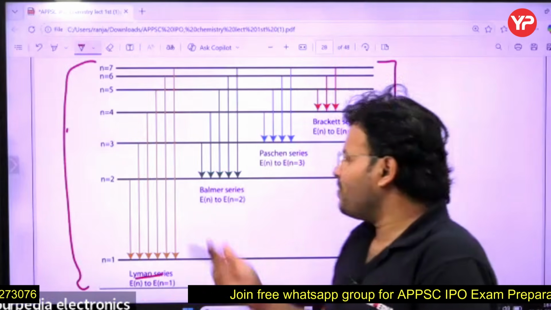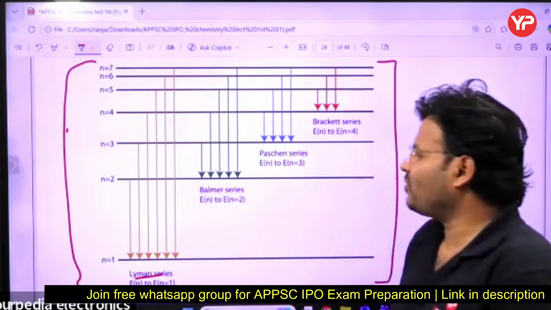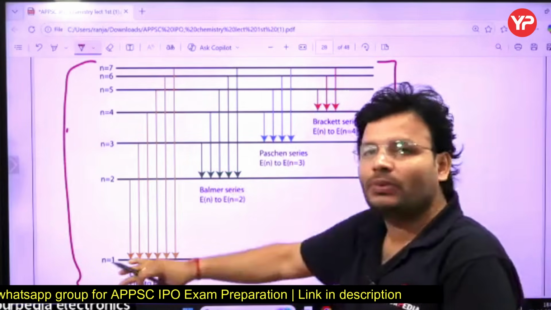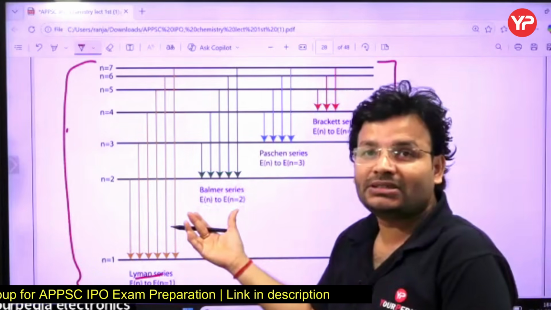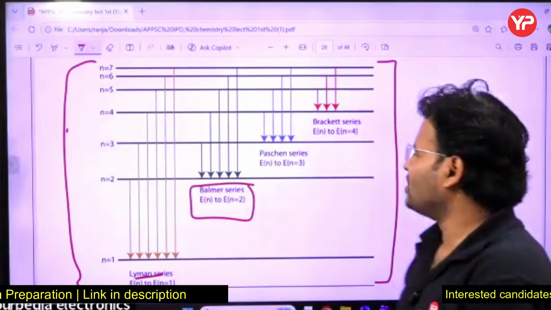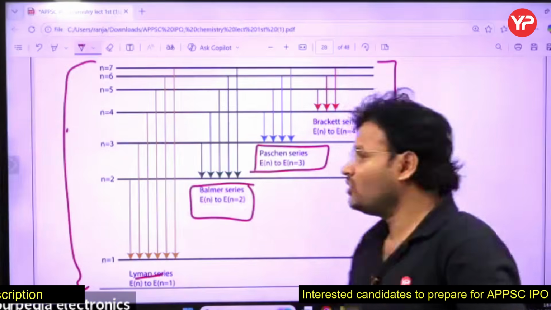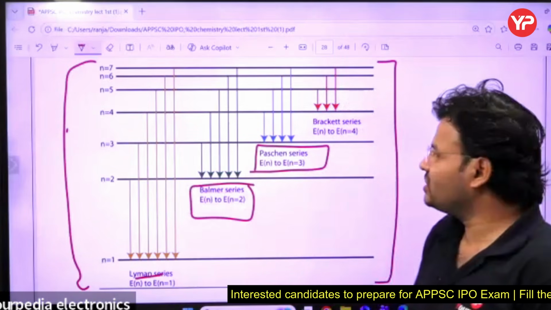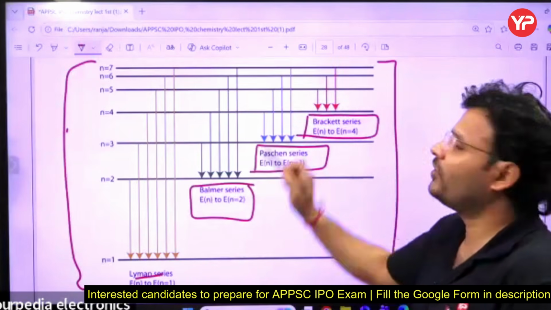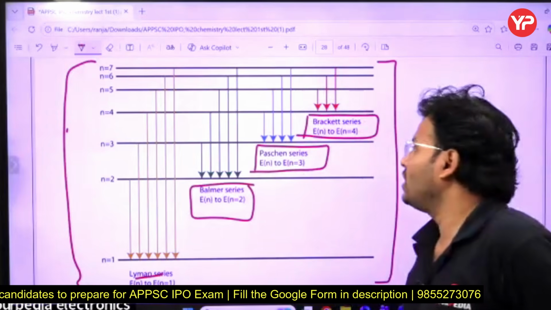If you talk about the Balmer series, however you pronounce it, what is happening there? The electron comes from any higher orbit and goes to the second orbit. That is called the Balmer series. When an electron comes from any higher orbit to the third orbit, this is called the Paschen series. And what is the Brackett series? If an electron comes from any higher orbit to the fourth orbit, that is called the Brackett series.